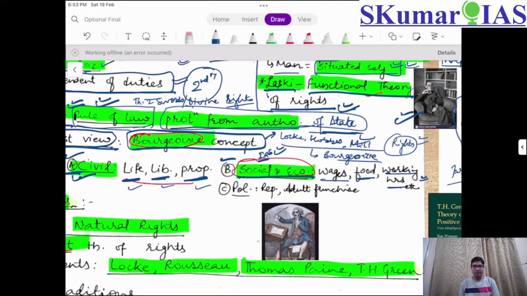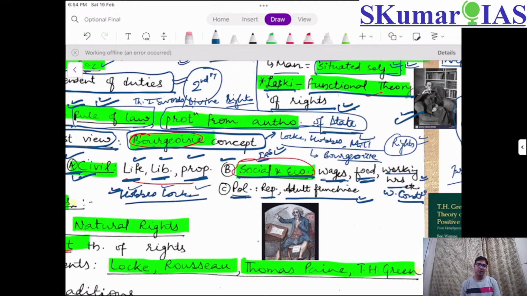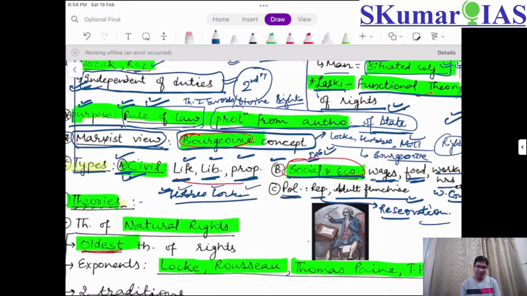So first, civil rights: life, liberty, property. We see it in Hobbes, we see it in Locke. They deal with all these topics: life, liberty, property. And then social and economic rights: the wages, the food, the working hours, conditions, etc. The third one is political rights: representation, adult franchise and so on. Reservation comes under representation only in one sense. So these are the different kinds of rights: civil, social, political and economic.